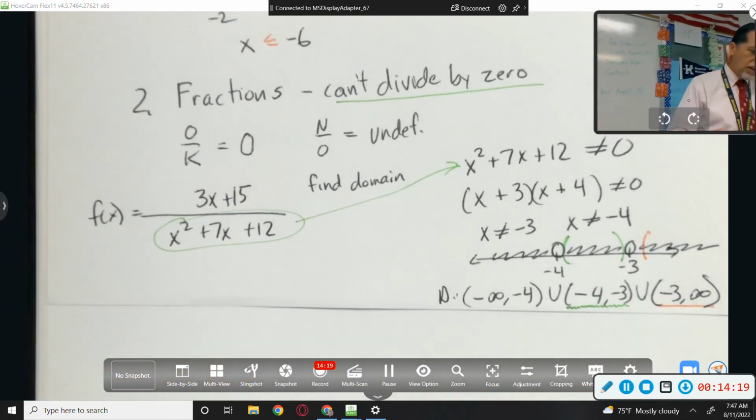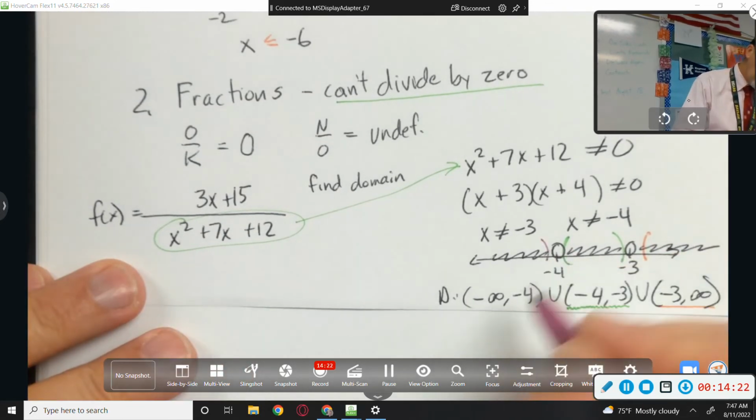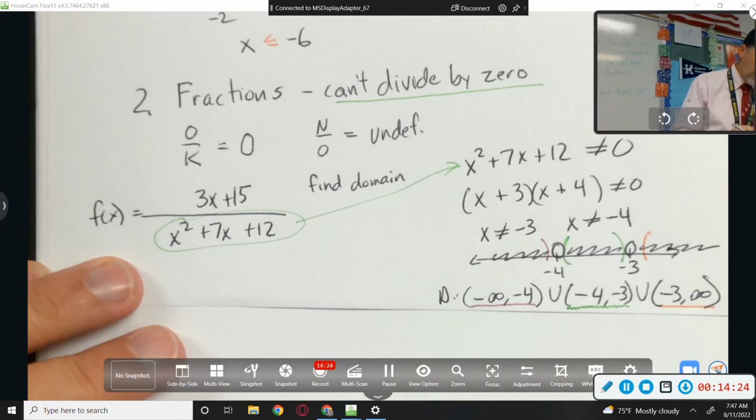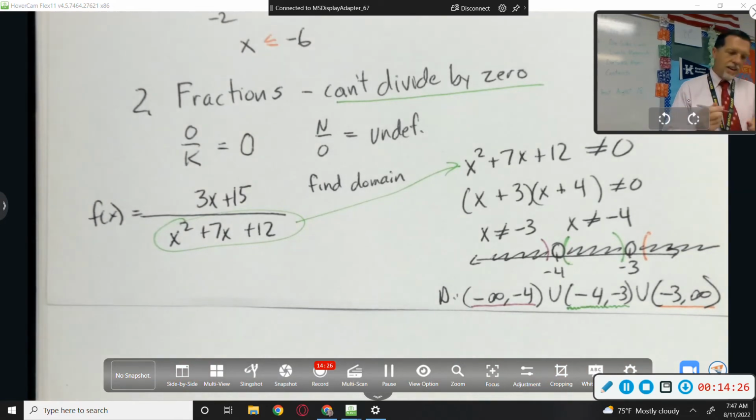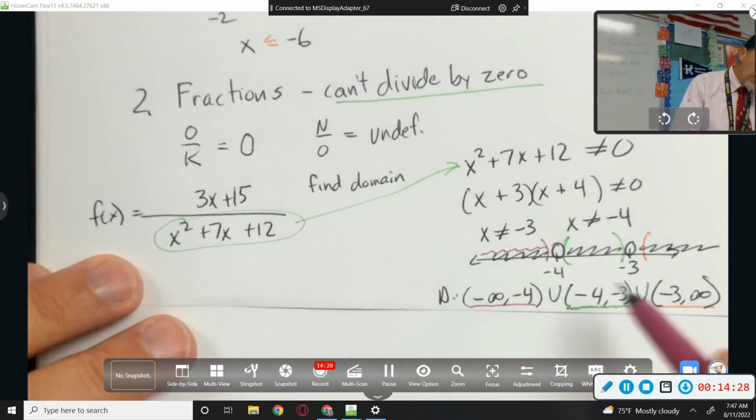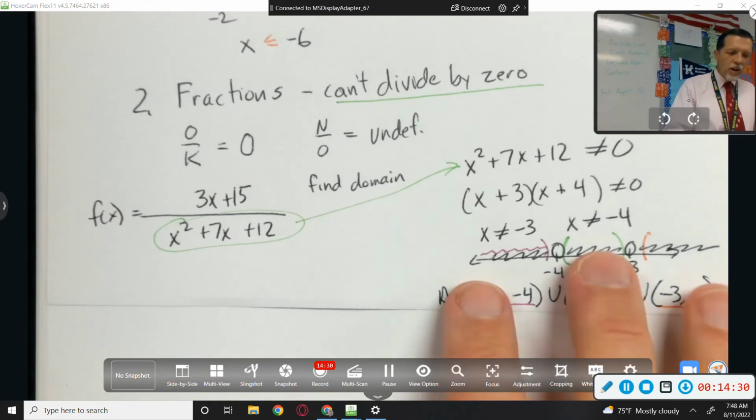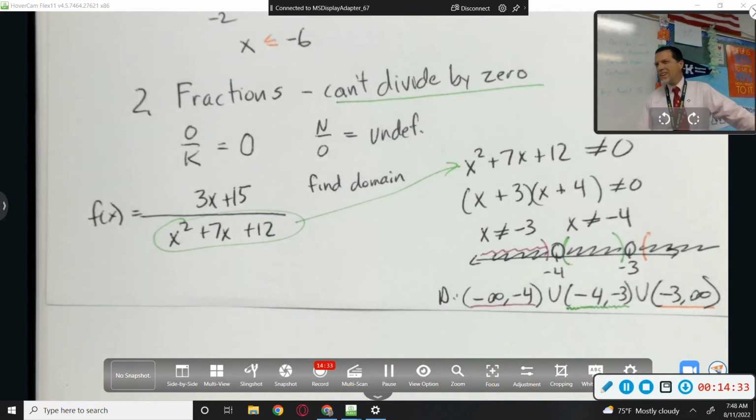So you got to make sure you get all the pieces in there. Let's try to color code it there. So the purple, the green, the orange. You make sure you get all 3 pieces written down. Did that answer your question?